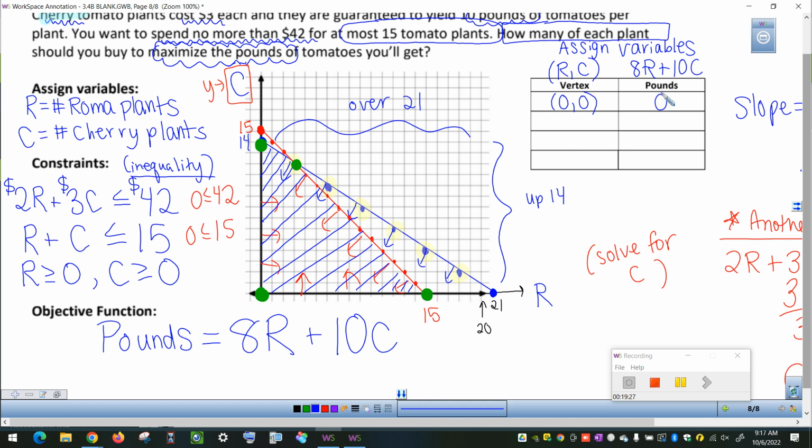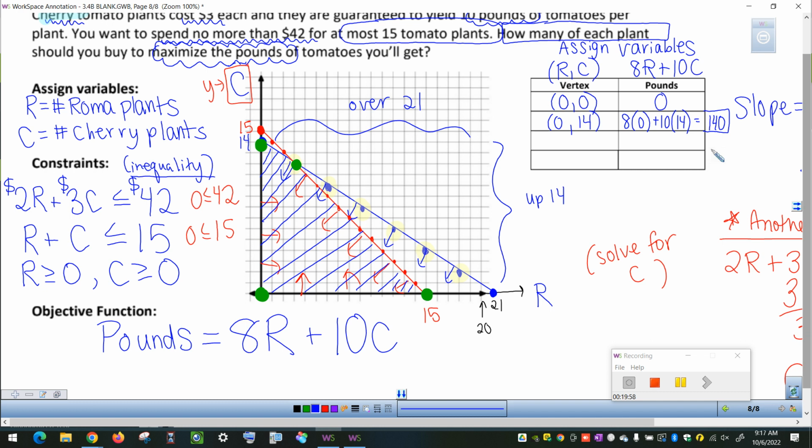All right, let's go ahead and look at our next vertex point. So that's going to be the next one right here, 0, comma, 14. So 0 Roma tomato plants, but 14 cherry plants. And when we plug this one into our pounds equation, we notice that we end up getting 140 pounds. So certainly quite a bit more than 0, but we still need to test the other two combinations.